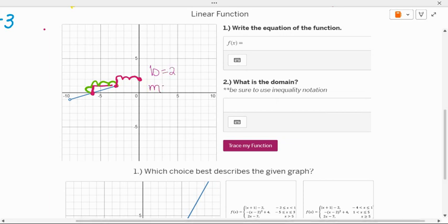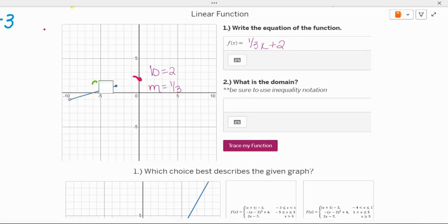And we've already counted our slope. We know that it's a +1/3. Up 1 and to the right 3. So my equation, y equals mx plus b. So y equals, or f of x equals, 1/3 x plus 2. Y equals mx plus b. So there's your function. Now we need to look at the domain.